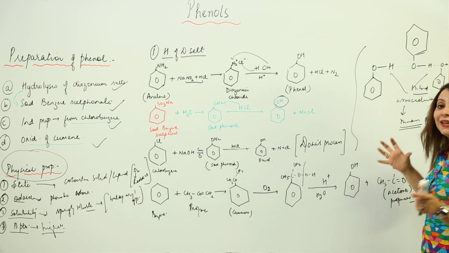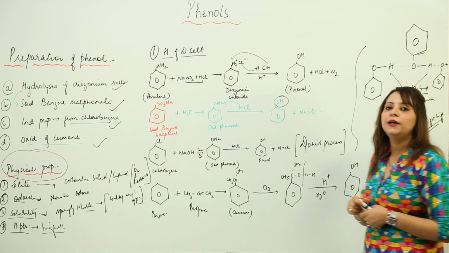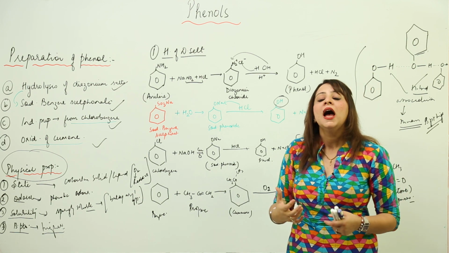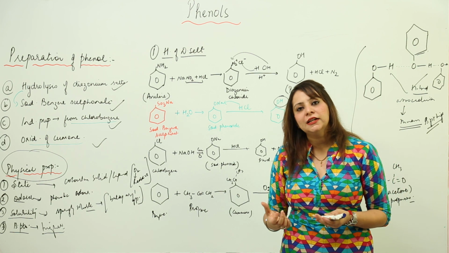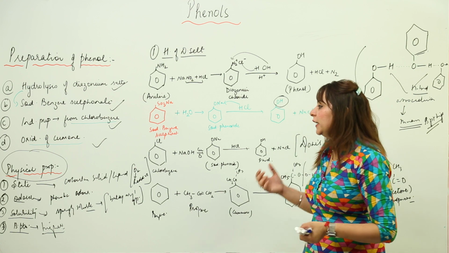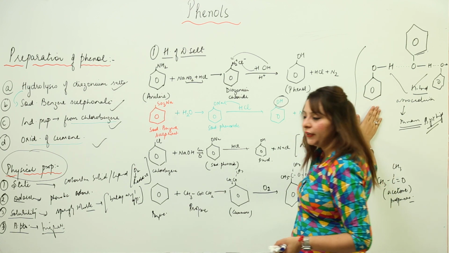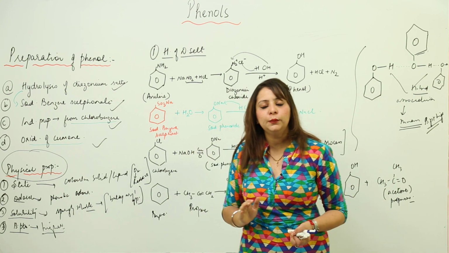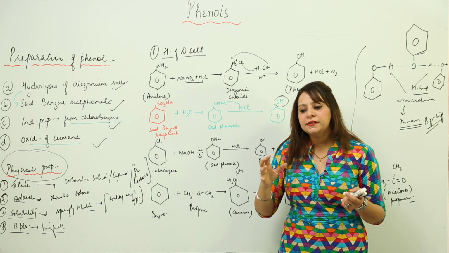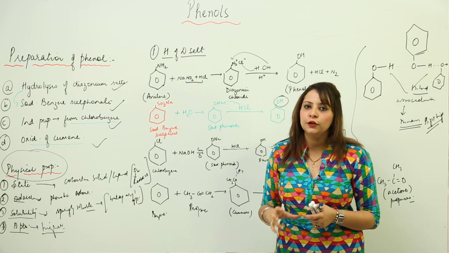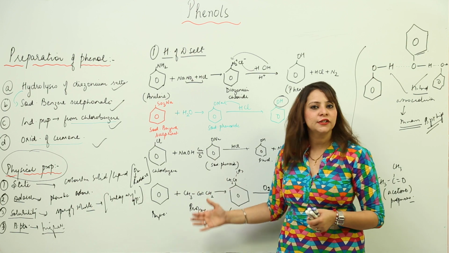So that means they get associated, and due to association their mass is somehow more, and we know that whenever the association occurs, the boiling point also rises. So they have a comparatively high boiling point as compared to the same member of the alcohol with the same molecular mass, right. So these are the physical properties.